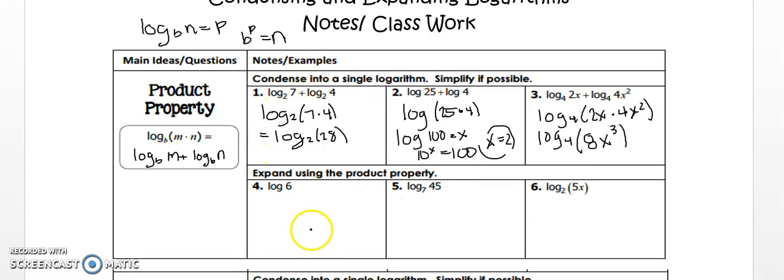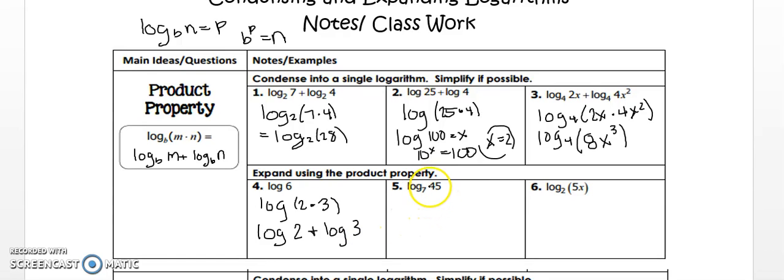Let's take a look at expanding these. And we've got a couple of different options for this one. So if we do log, remember this is base 10 right here. Well, 6 times 2 I could split into 2 and 3. So this could be log of 2 times 3. And this multiplication we split into addition. So this becomes log of 2 plus log of 3.